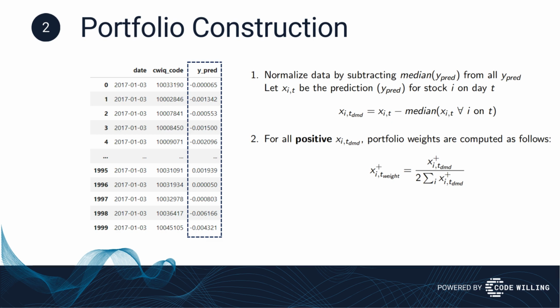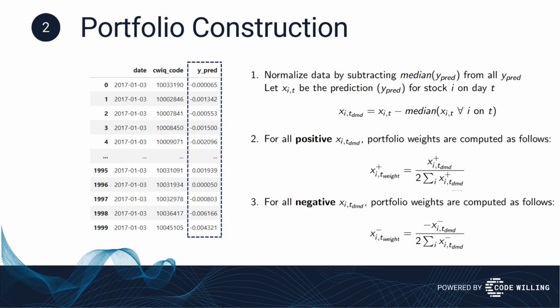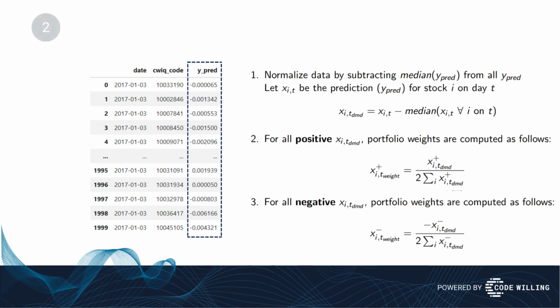For all negative X sub i,t sub dmd, or those stocks whose predicted return is below the median prediction, the weight assigned to each prediction is just the negative of the demedianed prediction divided by 2 times the sum of all the negative X sub i,t sub dmd. These weights correspond to allocation in a portfolio, so how do we get these Y-preds or signals?